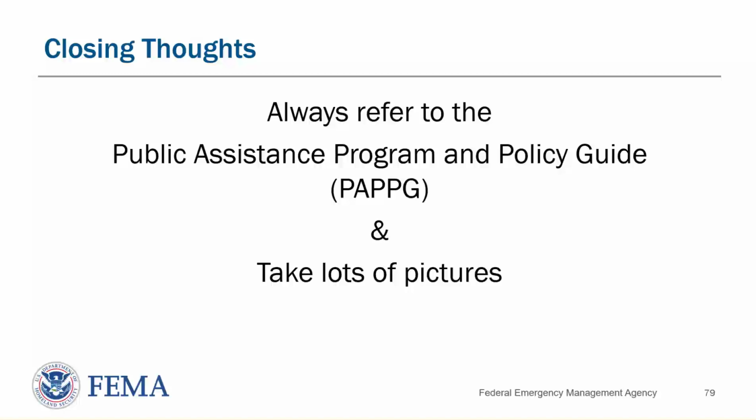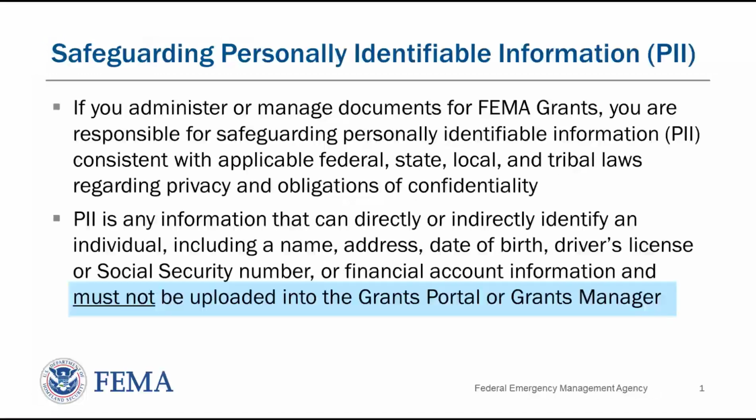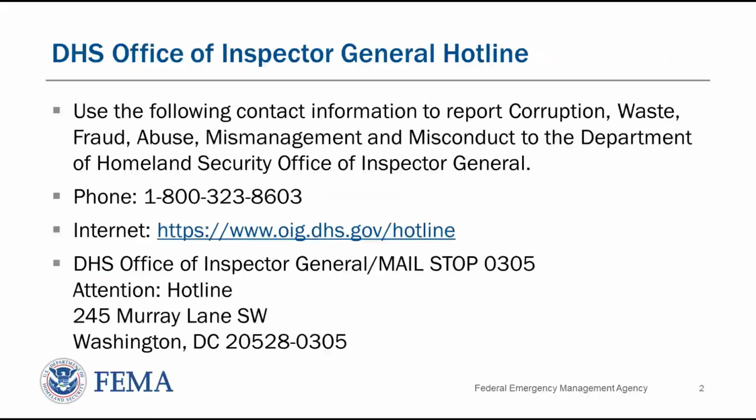These are some slides that we have to end each presentation with. If you are working with any documents used for a FEMA grant, you are responsible for safeguarding personally identifiable information, or PII. PII refers to anything that can be used to directly or indirectly identify an individual. Some examples of PII are names, addresses, social security numbers, and financial account information. This type of information must not be uploaded into Grants Portal or Grants Manager. To report corruption, waste, fraud, abuse, mismanagement, and/or misconduct, contact the Department of Homeland Security Office of Inspector General by phone at 1-800-323-8603 or via the website or mailing address listed on the screen now.